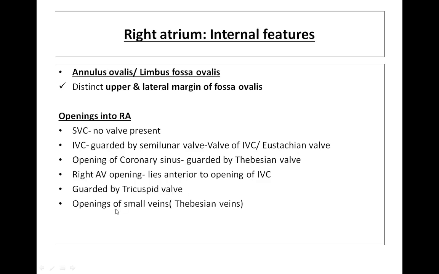Then apart from the coronary sinus, all veins open into the coronary sinus, and the coronary sinus opens into the right atrium. But there are so many small veins which open directly into the chambers of the heart, and these are called Thebesian veins. So Thebesian veins also open into the right atrium without opening into the coronary sinus.